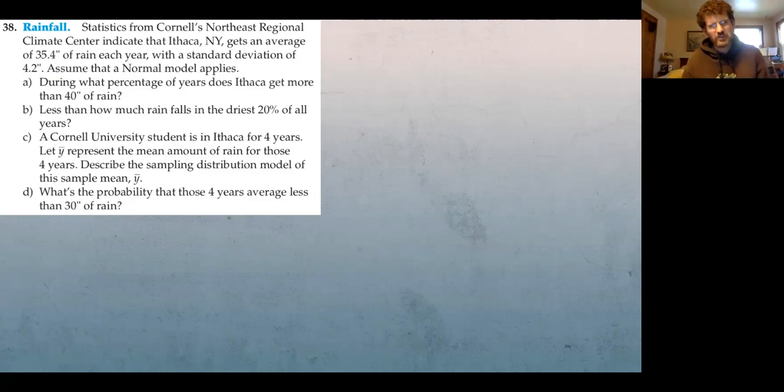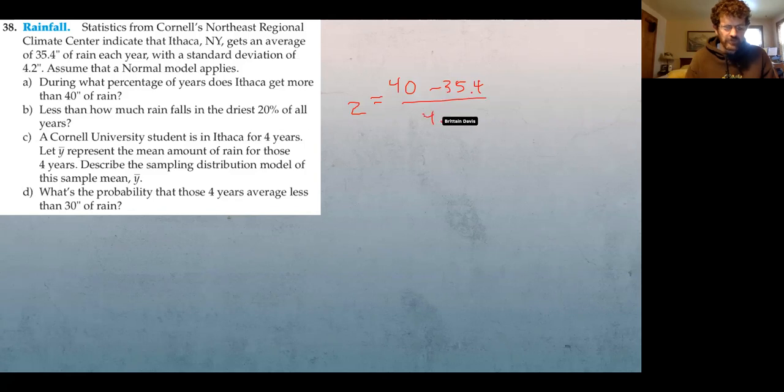Okay, I actually don't know if I want to do this calculation. It's going to have to be a normal CDF, right? We've got to find our z-score, 40 minus our mean, divided by the 4.2 standard deviation. I'm not going to actually do any more than this. That's chapter 6 stuff. You should be able to find that percent.